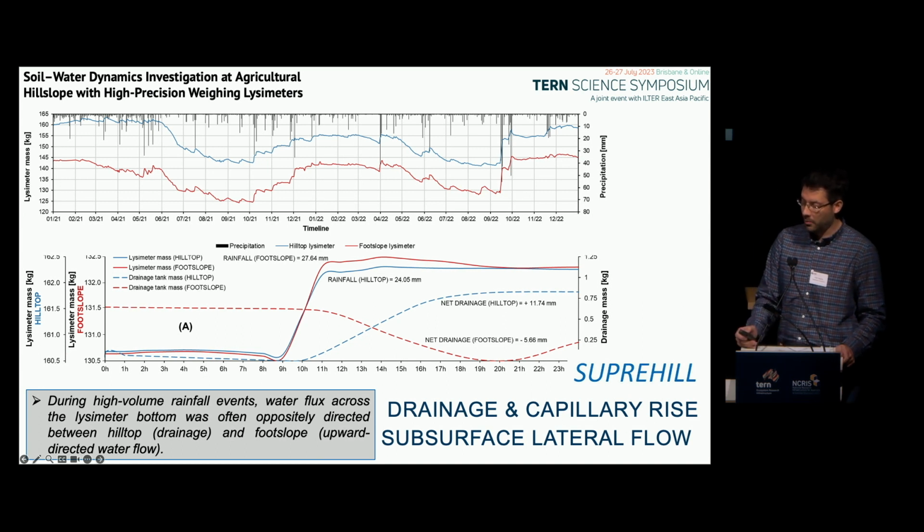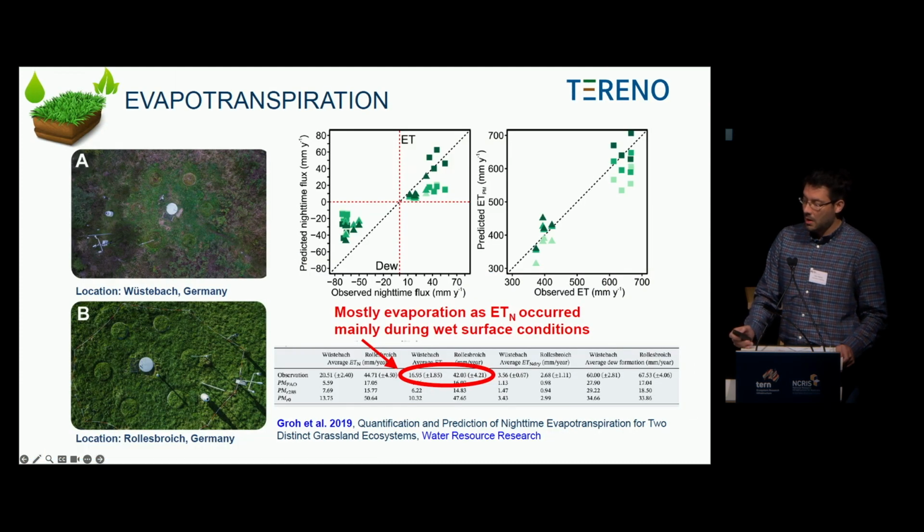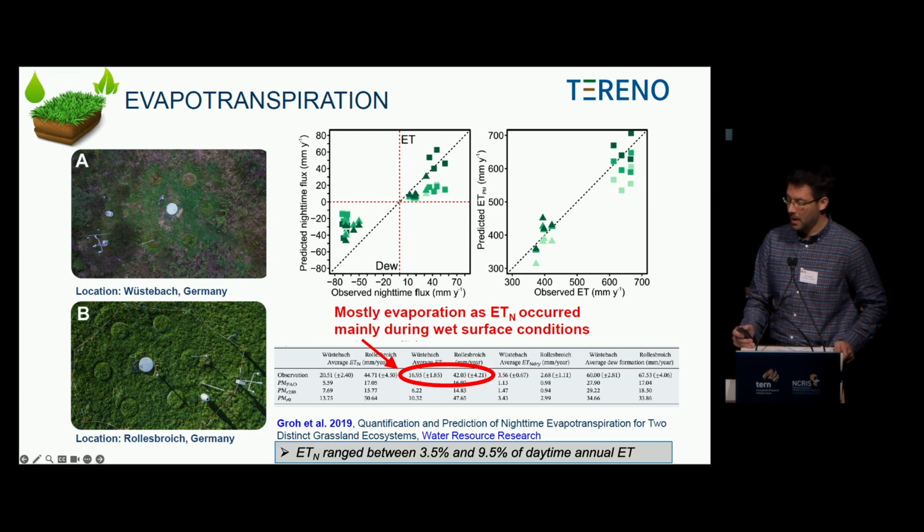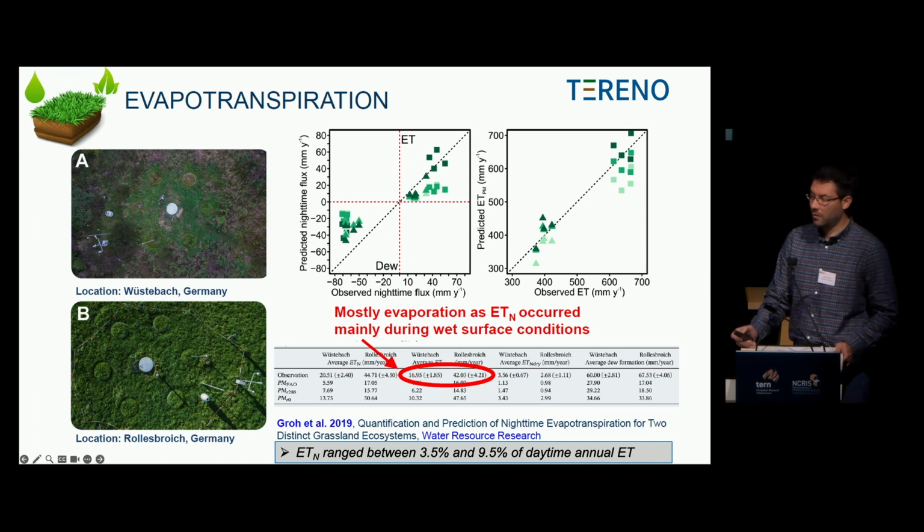So we were able to estimate drainage and capillary rise and also subsurface lateral flow. In terms of the terrestrial network, we did a measurement on evapotranspiration, and we noticed there is also a problem that we are not measuring nighttime evapotranspiration. With the lysimeter system, we noticed that this is occurring mostly in wet conditions. Nighttime evapotranspiration ranges between 3 and 9% of daytime annual evapotranspiration, which can be quite noticeable.